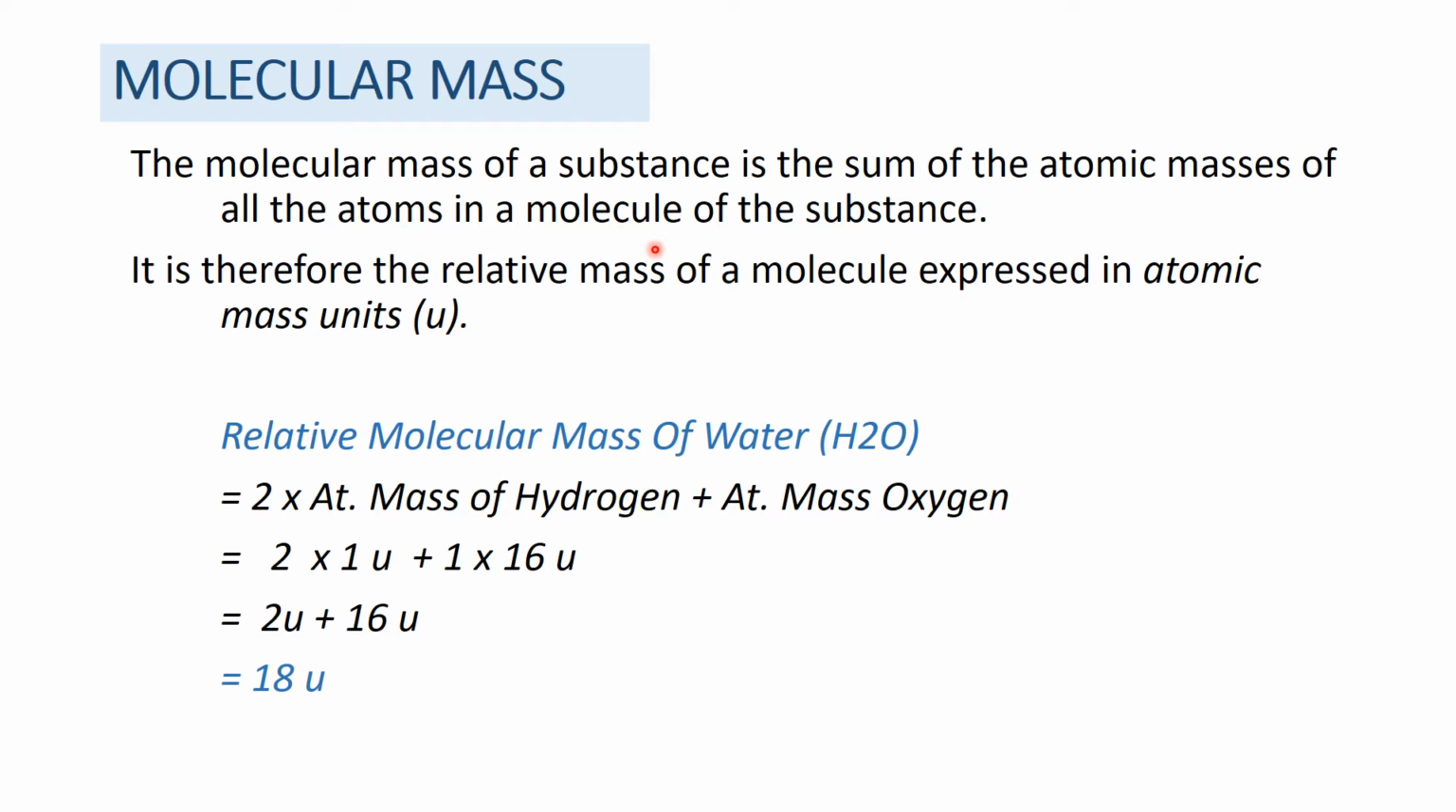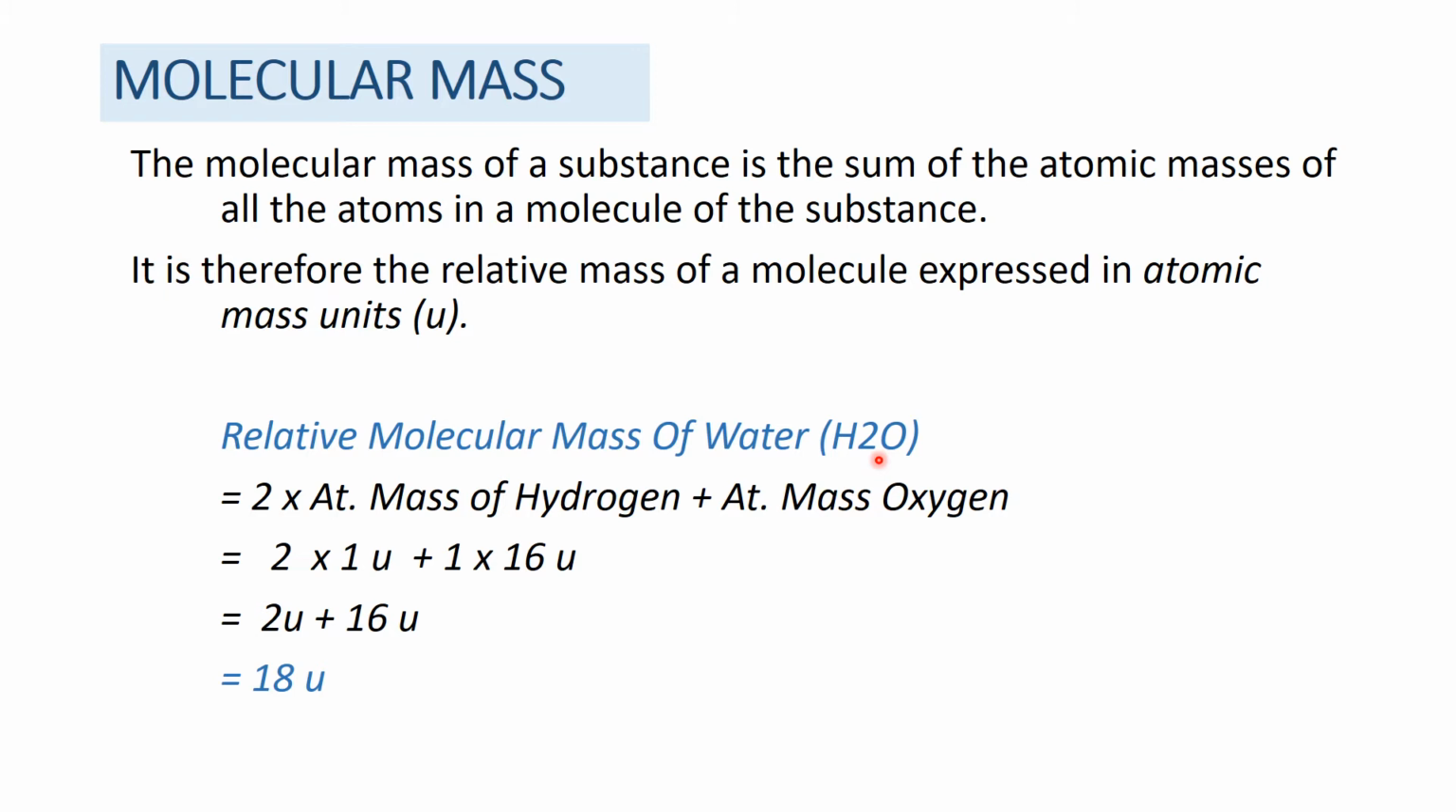And as we denote the atomic mass by the atomic mass unit, that is u, in the same way the relative mass of a molecule also will be expressed in the same unit, that is atomic mass unit, and its symbol is u. It will be much clearer when you find it out, like the relative molecular mass of water. The formula of one molecule of water is H2O. It contains 2 atoms of hydrogen and 1 atom of oxygen.